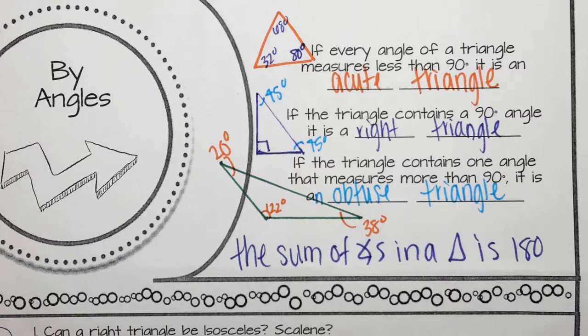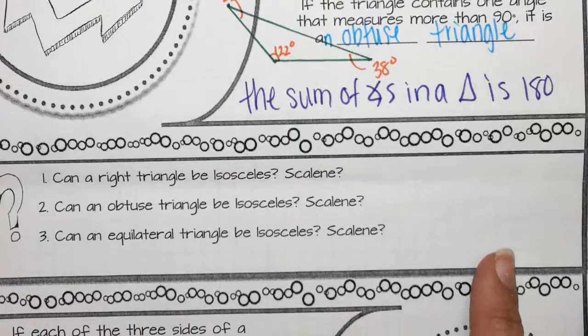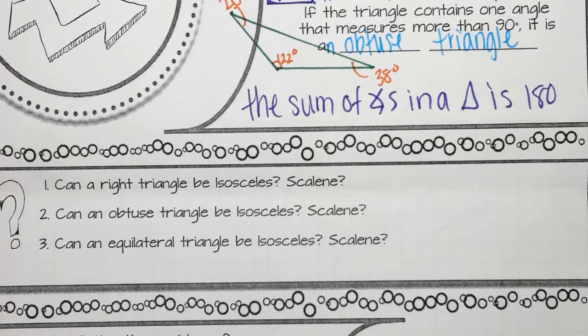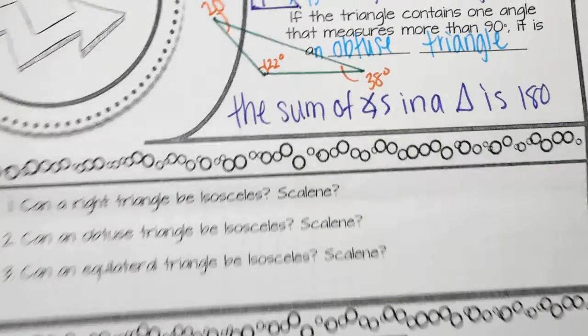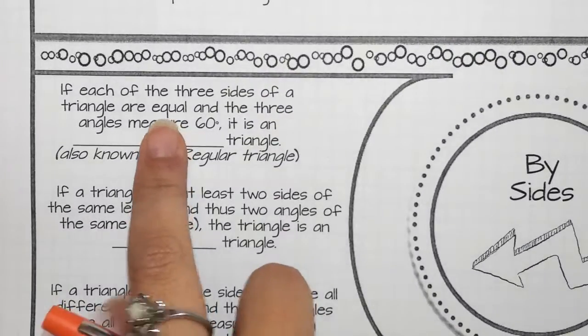Alright. Next section. Can a right triangle be isosceles? No. What does isosceles mean? So you don't think that it can be... let's come back to that. I'm going to prove you wrong.